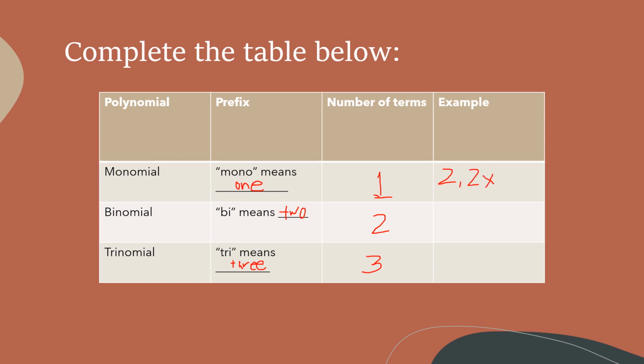For binomial, we have 2 terms. So we have, like for example, 2x plus 1. And for trinomial, we have 2x squared plus x plus 1.